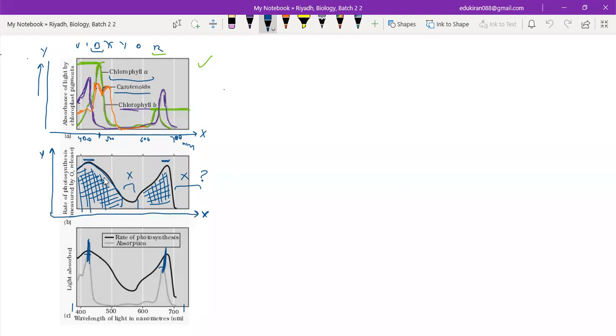The second graph tries to explain the first graph by the rate of photosynthesis. On the y-axis, as you go higher, the photosynthetic rate is higher, and the x-axis is the same, the wavelength. We see that photosynthesis is also higher in the blue region and the red region, right? And then the third graph is the summary, showing that the peaks of absorption and the peaks of the rate of photosynthesis actually merge at the same point, in the blue region and the red region. Is it clear? Yes, sir. So will you be able to explain this result?